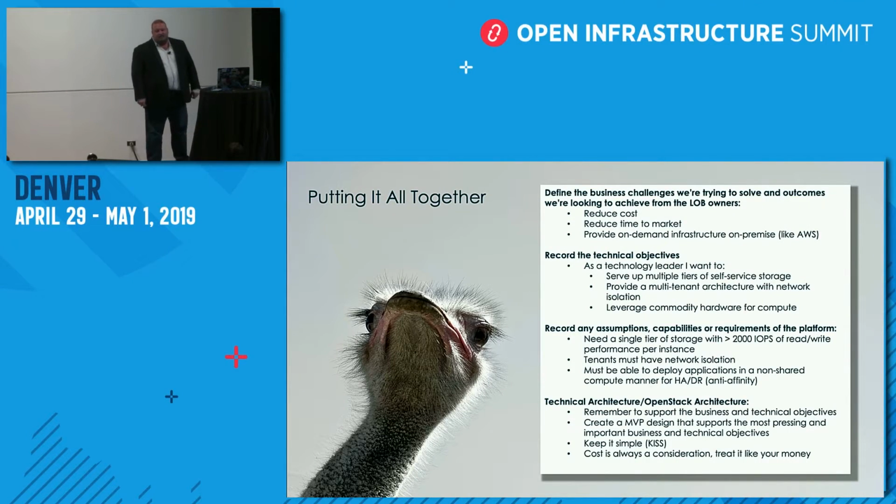So putting it all together, we need to define the business challenges we're trying to solve and the outcomes we're looking to achieve. We're doing these types of things. Under the bullets under there are what we will win. You record the technical objectives. You get them down. You get your leadership, your development, whoever's driving this cloud, your executive sponsorship, to tell you what these business and technical objectives are.